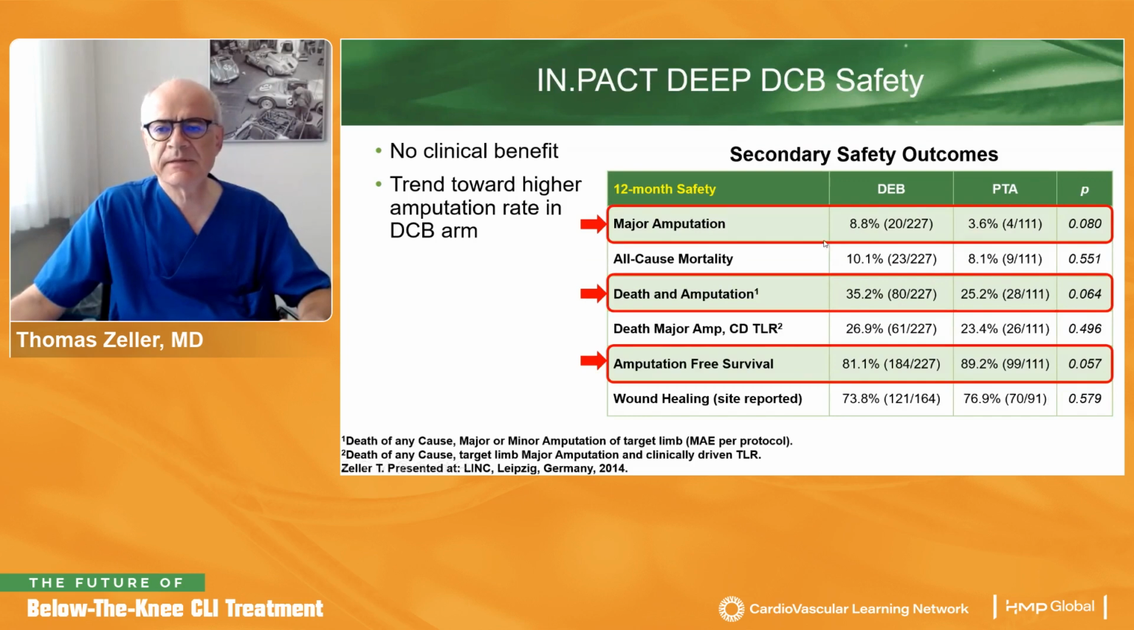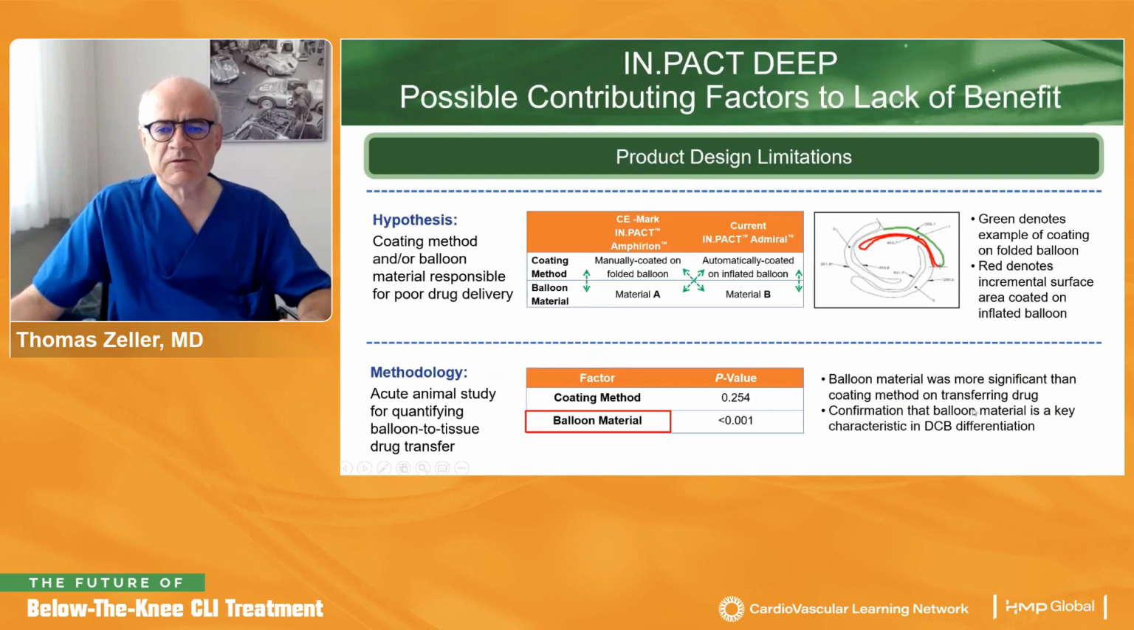If you look a little bit more closely into the singular endpoints, major amputation, there was a trend towards a higher amputation rate in the DCB arm. Also for the combined endpoint, even if the difference was not statistically significant. What was the reason why this trial did fail, at least in showing benefit in terms of the technical endpoints, which had been late lumen loss, primary patency, and freedom from reintervention?